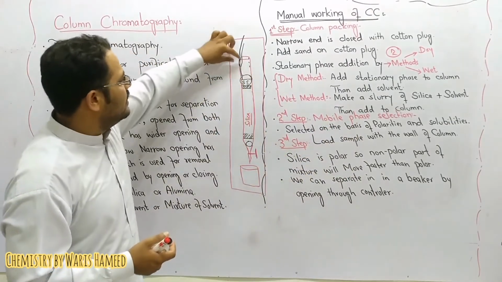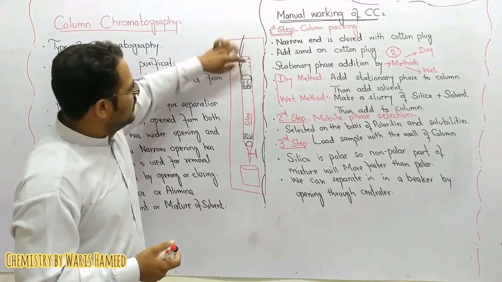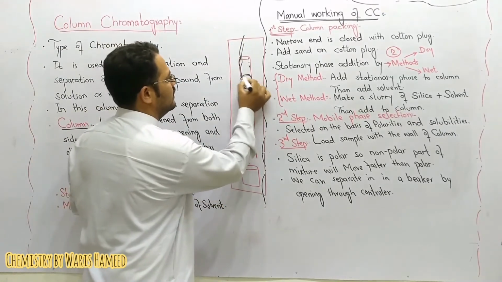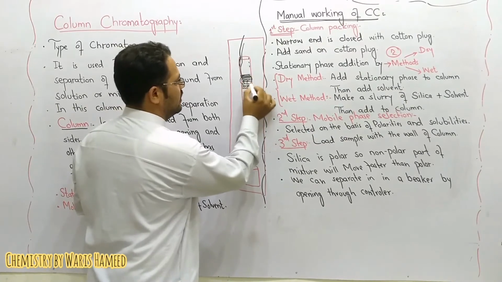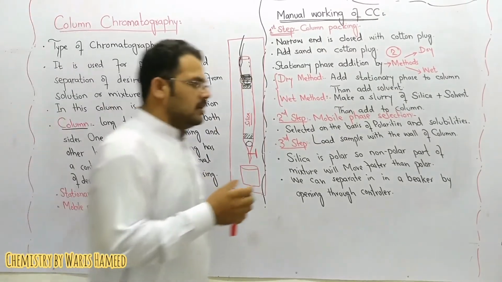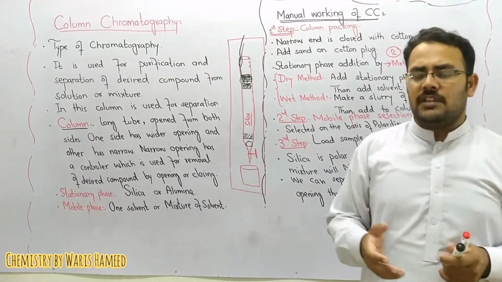Next, we have to add our sample, and we add the sample along the wall, and the sample will be loaded on this place. Next, the sample will run and it is separated on the basis of polarities.